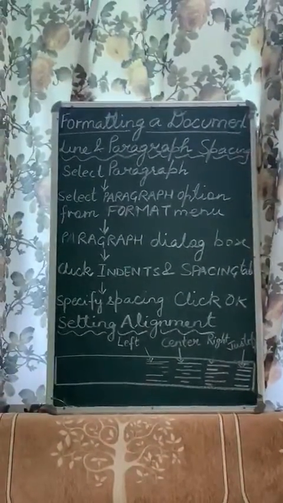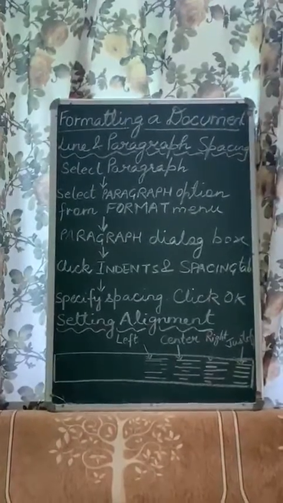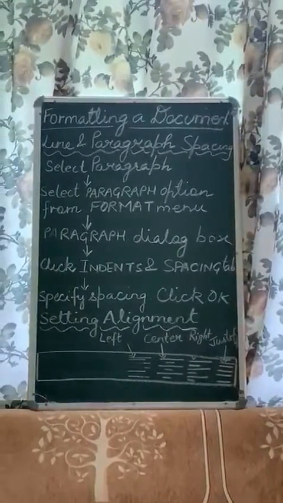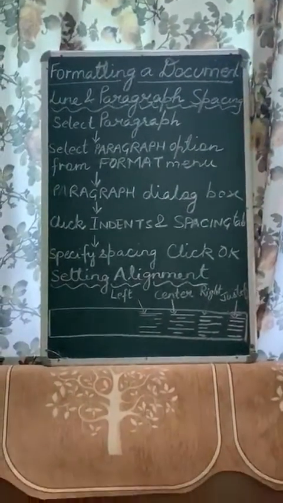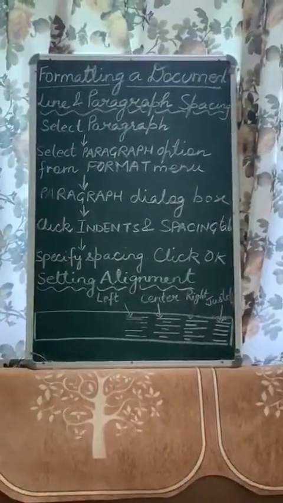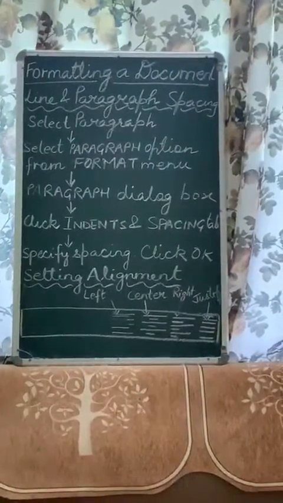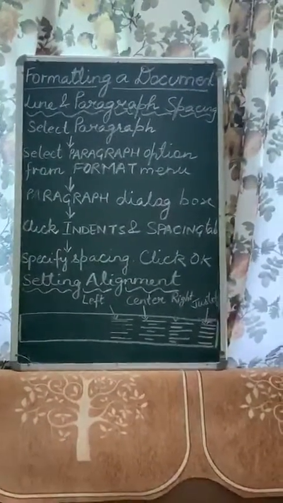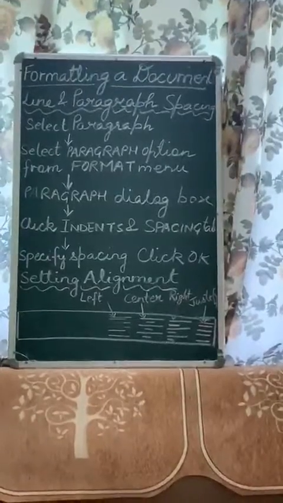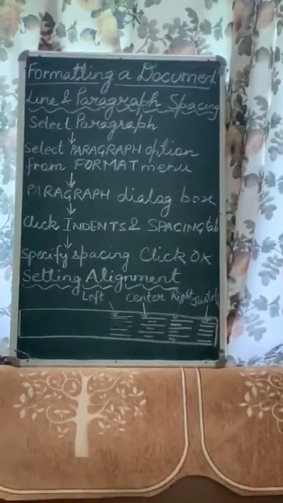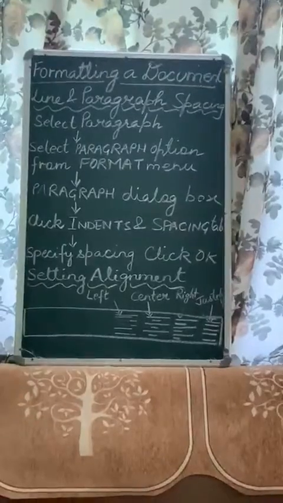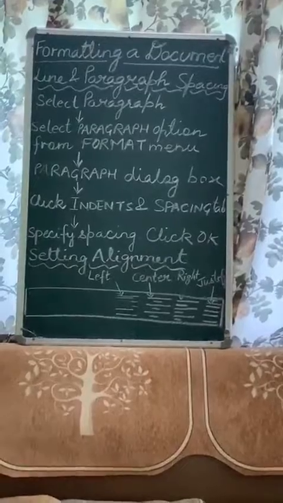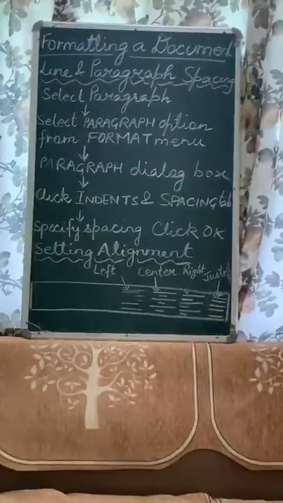First of all, place the cursor within the paragraph whose line spacing you want to change, or simply select the paragraph. Then select the Paragraph option from the Format menu. A Paragraph dialog box will appear. In this dialog box, click on the Indents and Spacing tab, and there you specify the spacing before and after the paragraph. There are already predefined specifications present, like 0.00 inches or 0.25 inches.